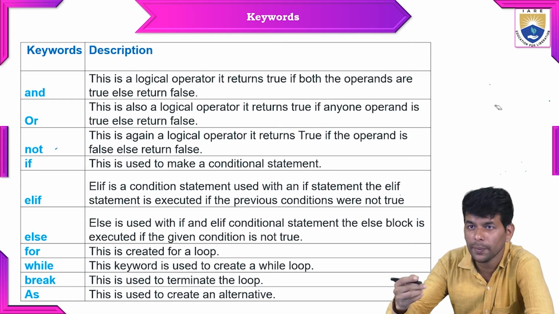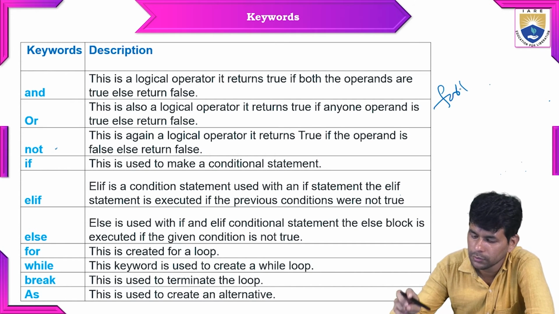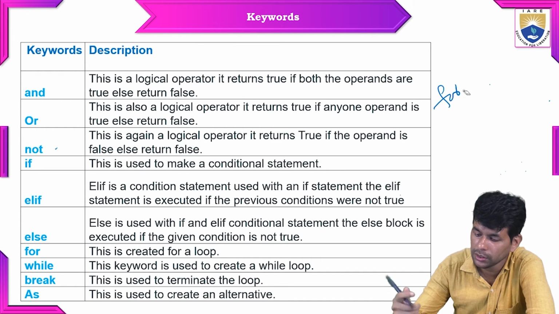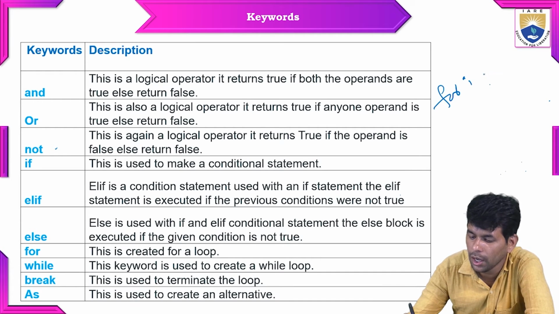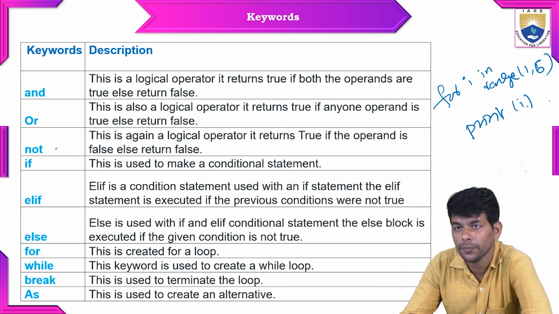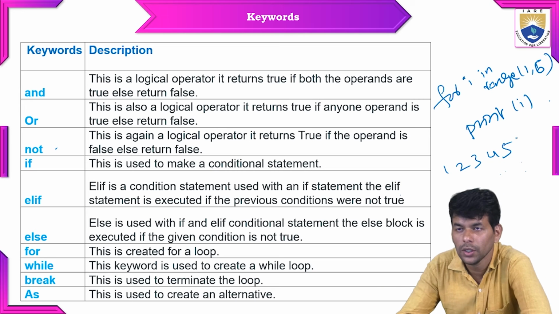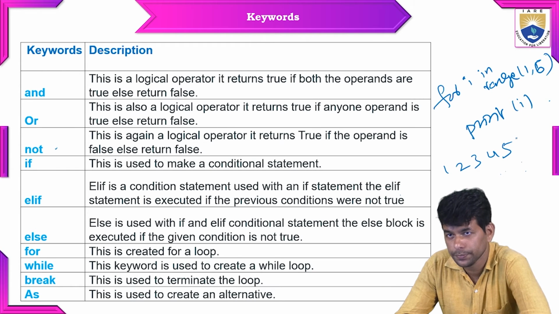Suppose I have one program here. I will write a small program, then you will get clarification. For i in range(1, 6): print(i). Then what happens? I will get the values 1, 2, 3, 4, 5 here. So I will get 5 values here.